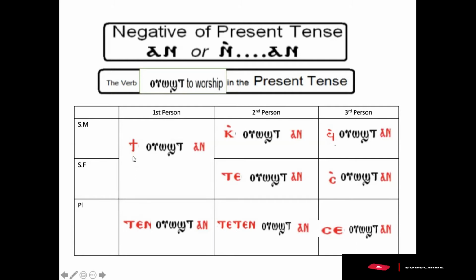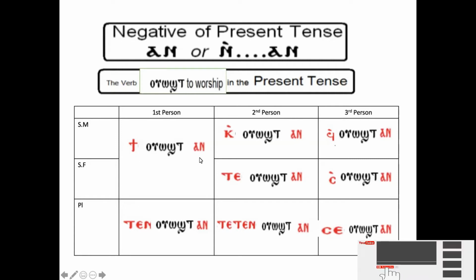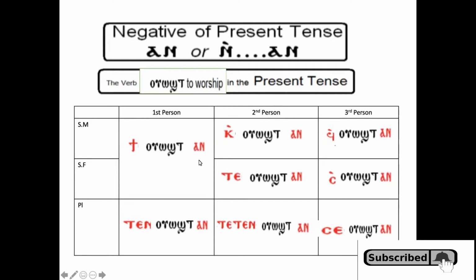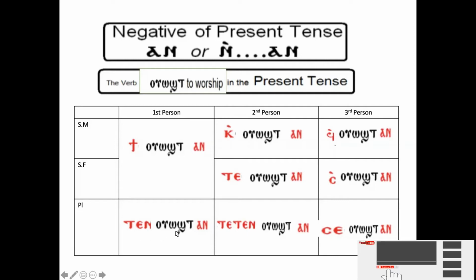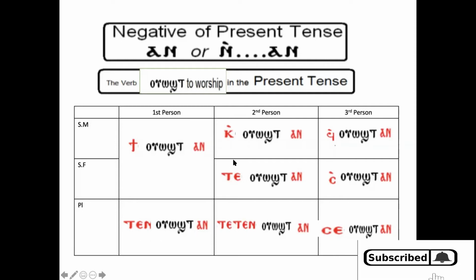So I say I do not worship. I say ti o'osht on. Or if we're a group of people, we're saying we do not worship. We say ten o'osht on.